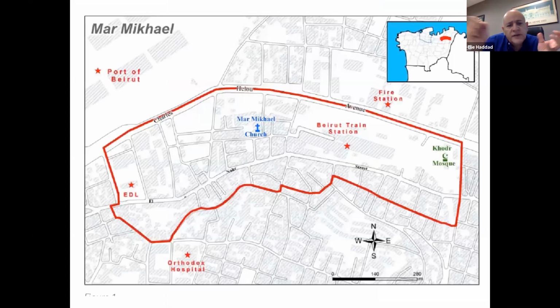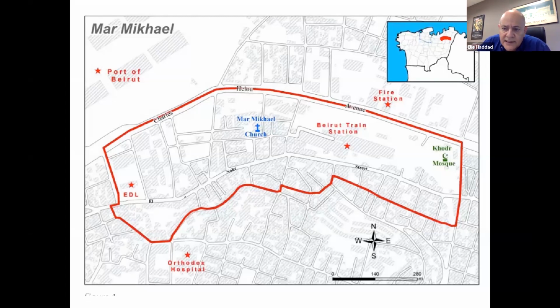So Mar Mikhail is contiguous to Gemmayzeh. It is basically the extension of the same avenue that used to lead out from Beirut all the way to the eastern part of the city, and beyond this, to the other suburbs. And the Rue Gouraud, which is the main artery through Gemmayzeh, basically turns into Rue An-Nahr at some point, which was later changed into Armenia Street. And the main reference in that neighborhood was the St. Michael Church, hence the designation of Mar Mikhail for this district.